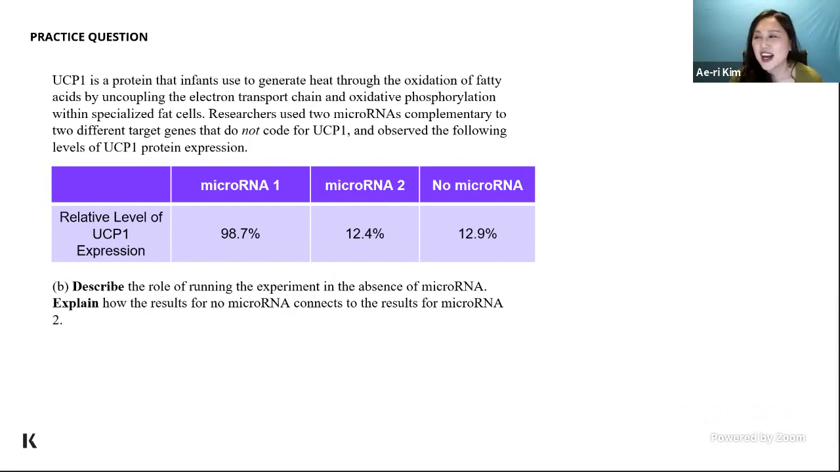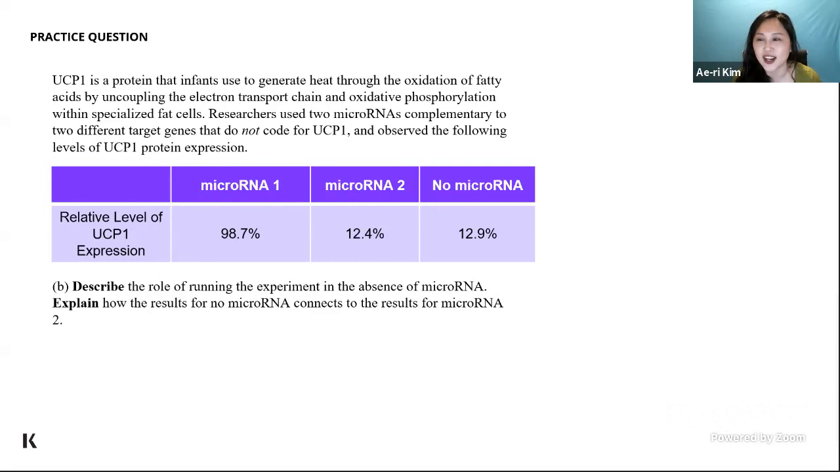Okay, I kind of gave away the answer for B, but go ahead and tell me, what do you think about the answer for our second prompt? It's asking about the role of running the experiment in the absence of microRNA, and to explain how it connects to the idea with microRNA 2 and no microRNA. Hopefully the earlier description kind of gave it away, but I think it's an important understanding behind things like the experimental design, which tends to be a pretty common question.